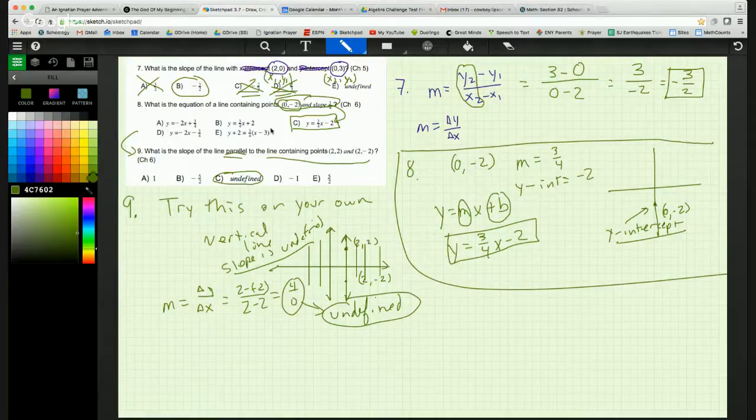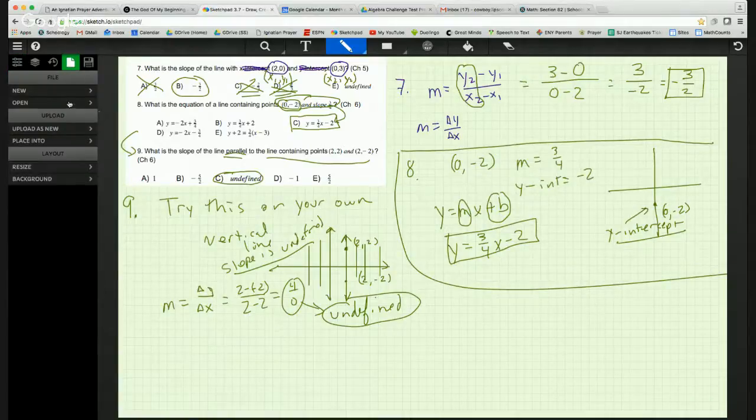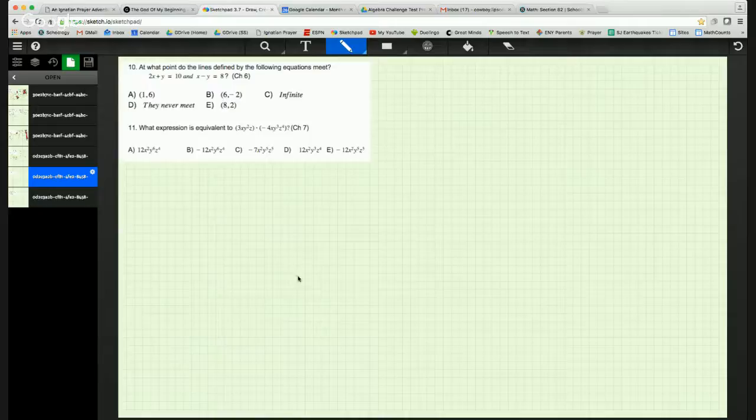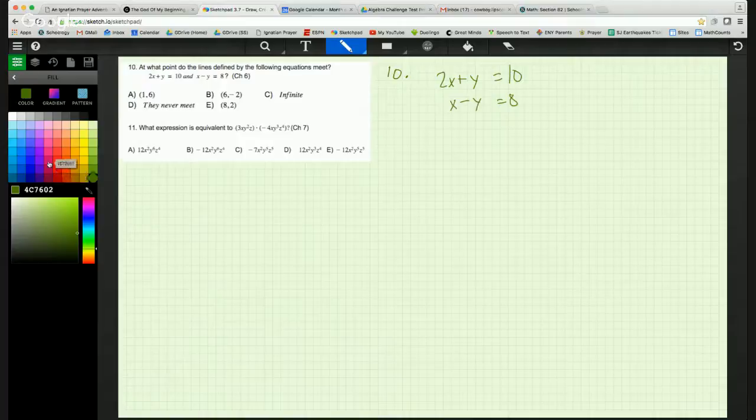All right, let's move along to the last 2 more problems. Okay, number 10. Try this on your own again, and then come back and watch me solve it. 2x plus y equals 10, and x minus y equals 8. Okay, I'm assuming that you've solved this. You've tried to solve it, and we're just going to confirm that you have the right answer.